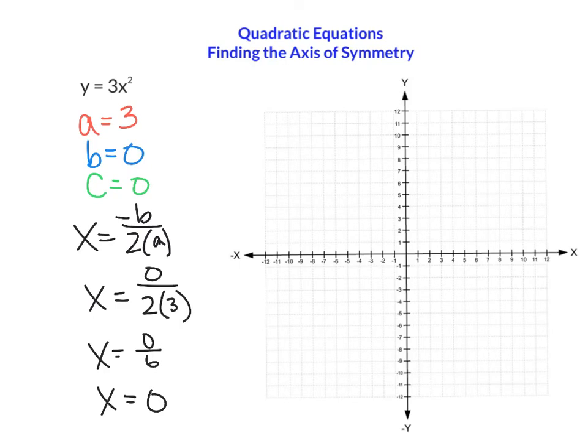So my axis of symmetry is going to be where x equals 0, which is actually my y-axis. That's where my x value is 0, and I can draw my red dashed line to represent the axis of symmetry. I'm going to use this axis of symmetry in my next video to help you find the vertex.